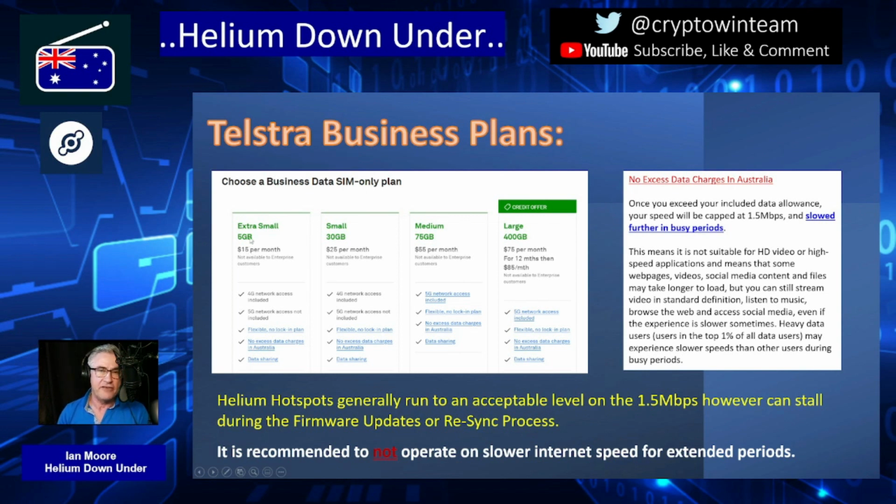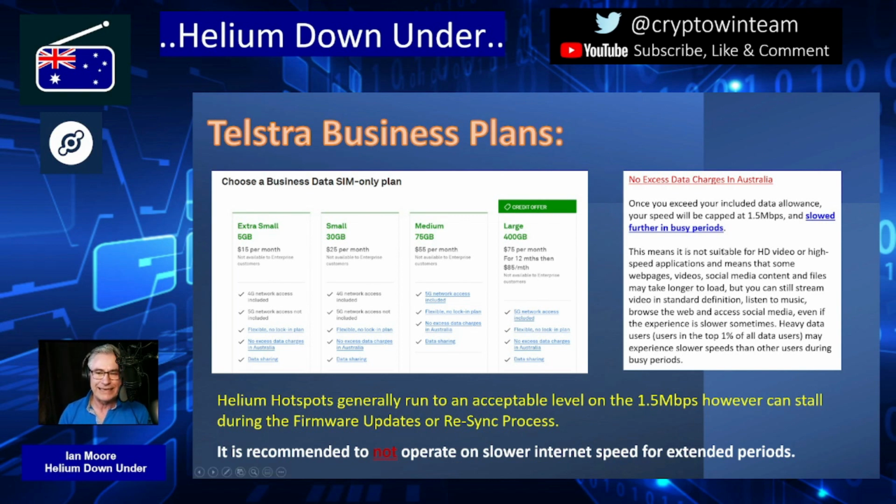You will use your 5 gigabytes in the first 5 days, and then for the remainder of the month, you're actually going to be running on 1.5 megabits per second, which, if you are lucky enough to actually have 1.5 megabits per second, is more than sufficient speed and stability to run your hotspot. So effectively $15 a month is all it would cost.